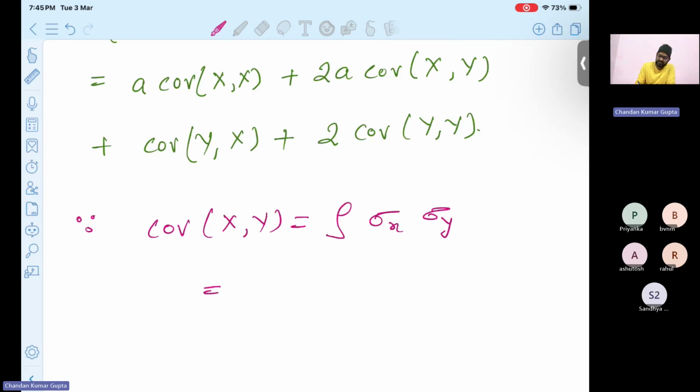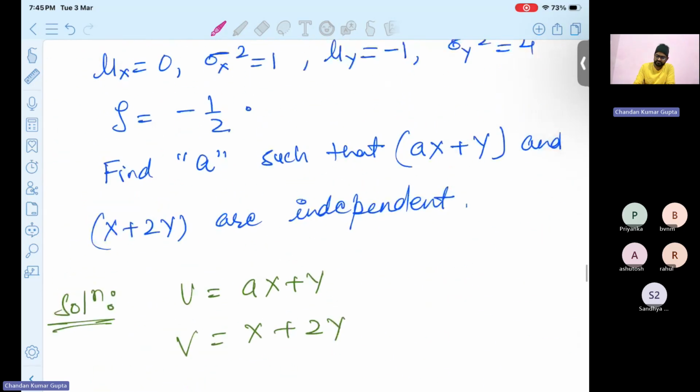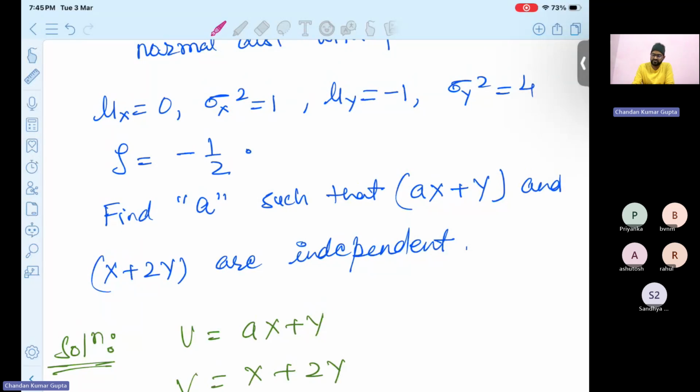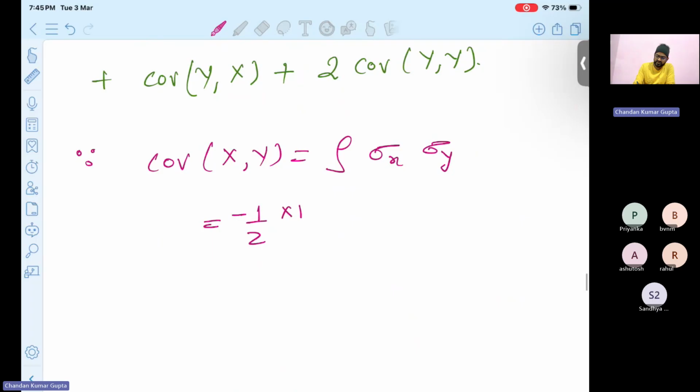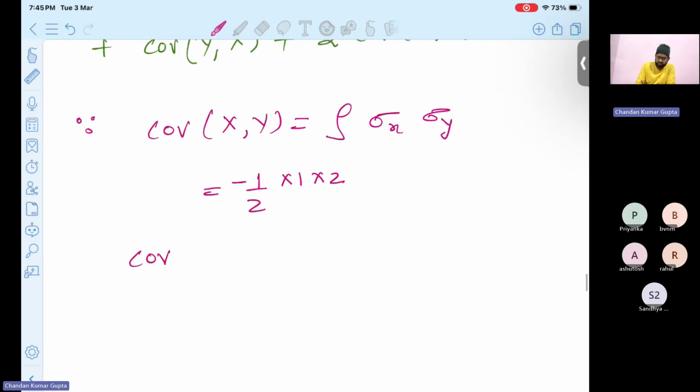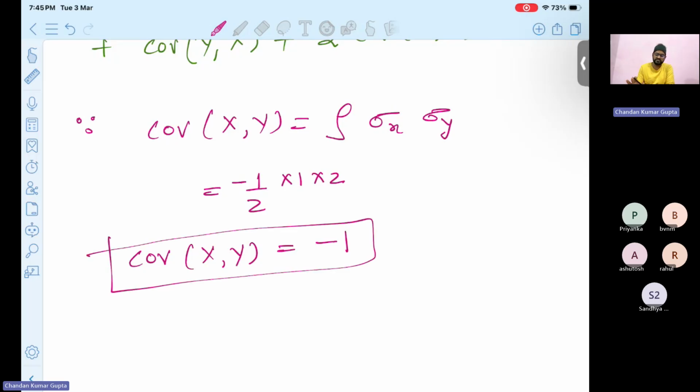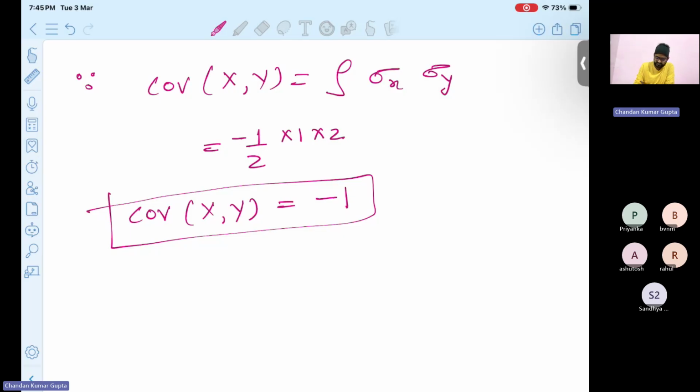So from here, rho that is minus half, sigma x is 1 and sigma y is 2, because sigma y square is 4, that means sigma y is 2. So, minus half into 1 into 2, the covariance between the random variables x, y comes out to be minus 1. This is the value. And also the covariance of y, x comes out to be minus 1 again because it is commutative in nature.